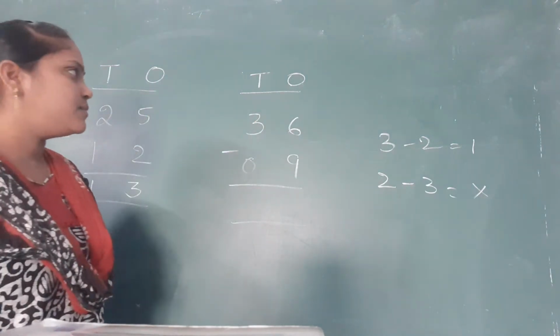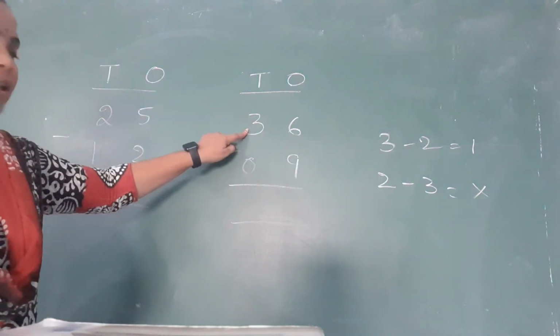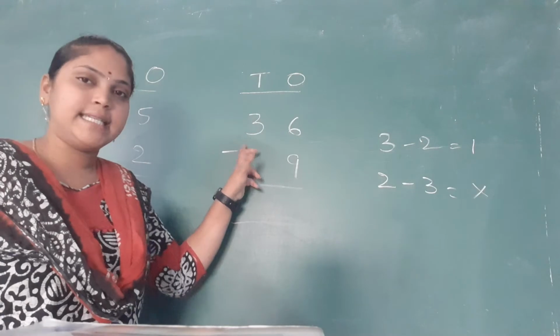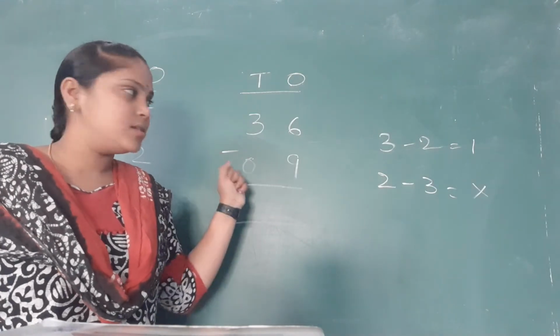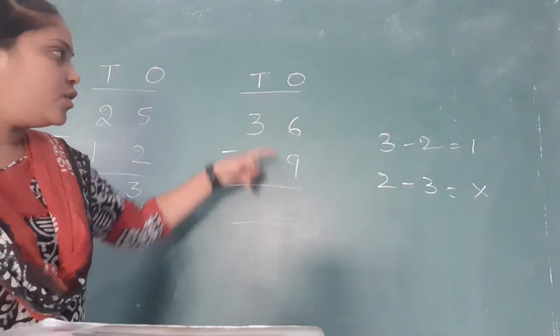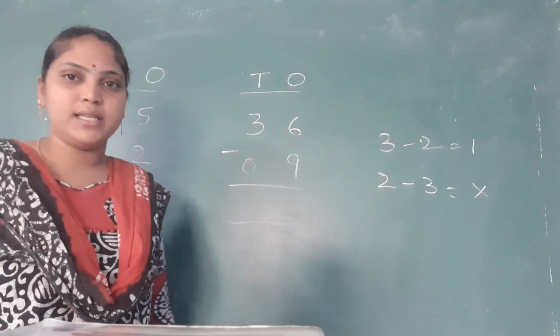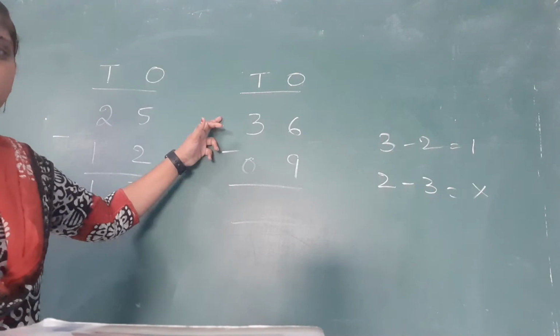So the next place means the 10's place after the 1's place. Here in the 10's place 3 is there, which means it's 3 tenths. So here we cannot subtract 6 minus 10. So now we'll take 1 ten from the 10's place.